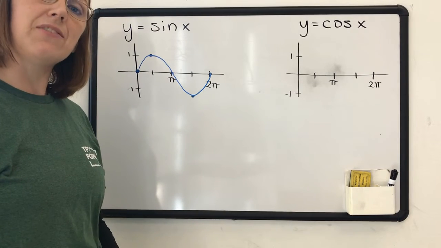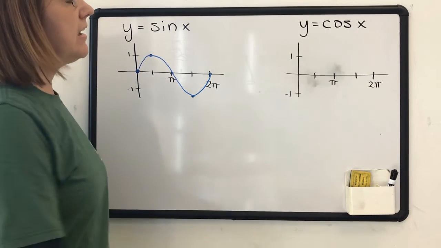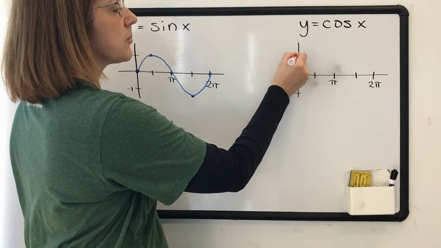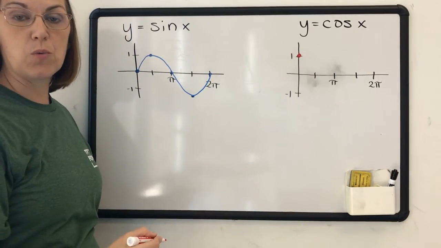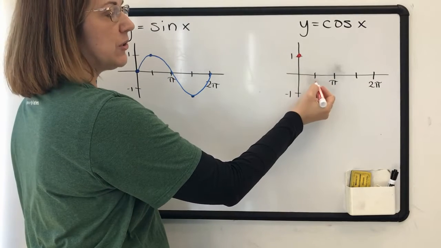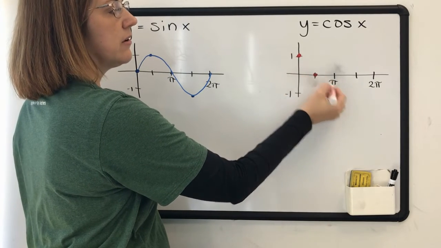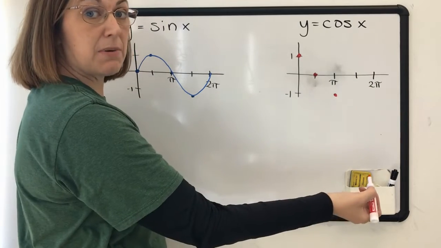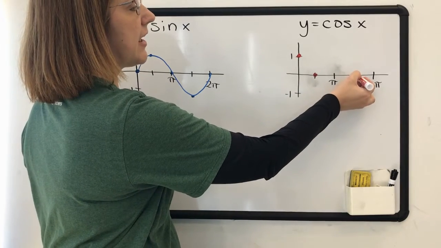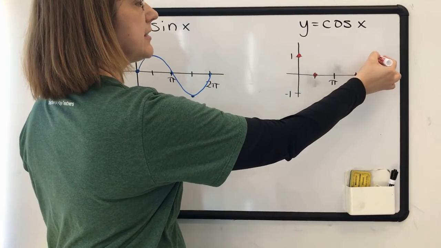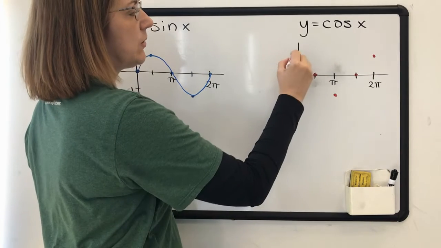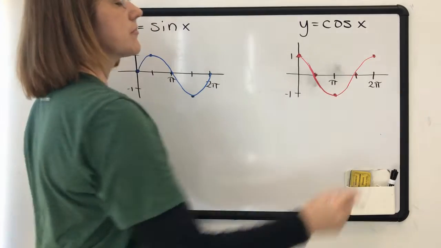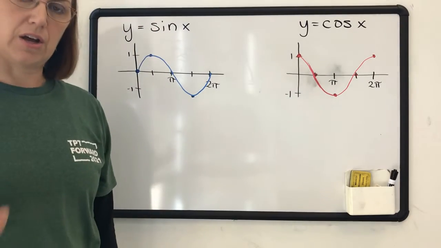So we need those 5 key points again. And this time, cosine of 0 is 1. So it starts with a point here on the y-axis at 0, 1. Then pi over 2, cosine of pi over 2 is 0. Cosine of pi, -1. Cosine of 3/2 pi, or 3 pi over 2 is 0 again. And then cosine of 2 pi is again 1. And you can go ahead and connect these graphs to get the cosine function.